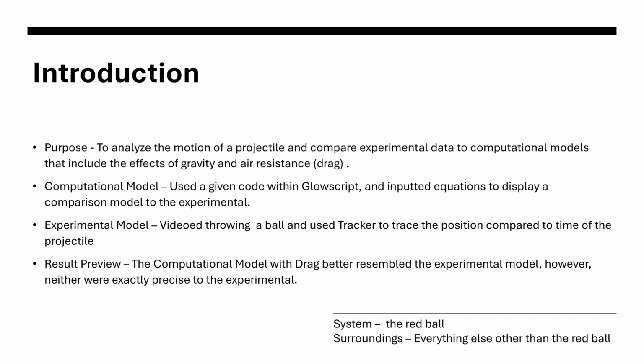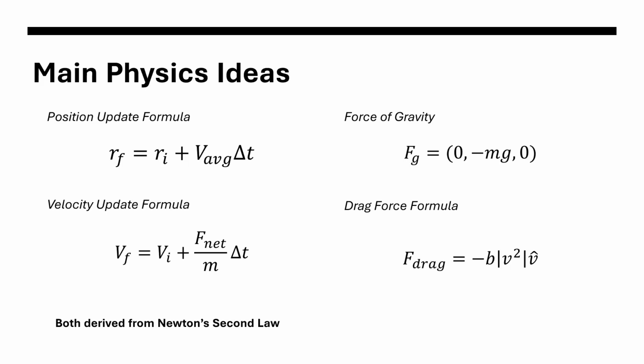The system was the red ball and the surroundings was everything else other than the red ball. The main physics ideas are the position update formula, which is final position equals initial position plus velocity average times delta t, and then the velocity update formula, which is final velocity equals initial velocity plus F net over mass times delta t, and both of these are derived from Newton's second law.